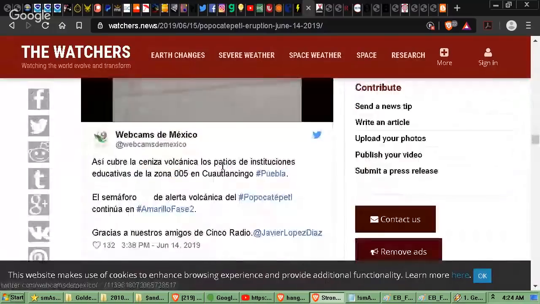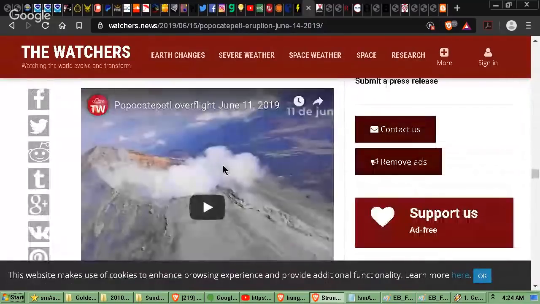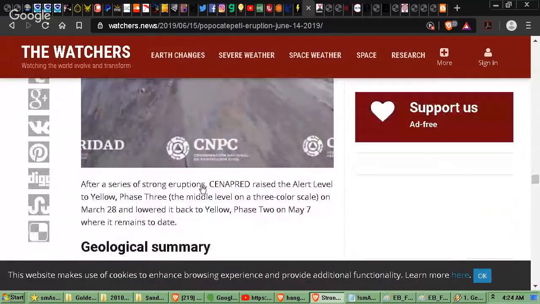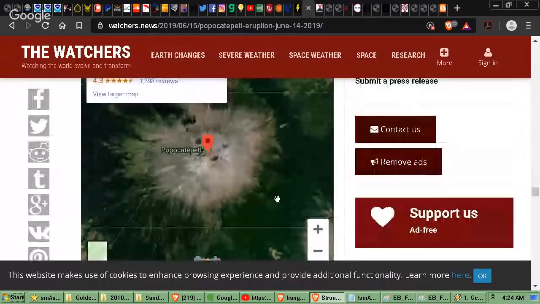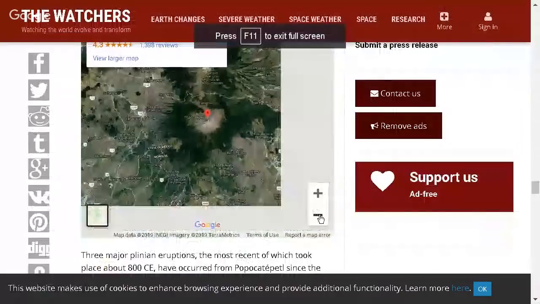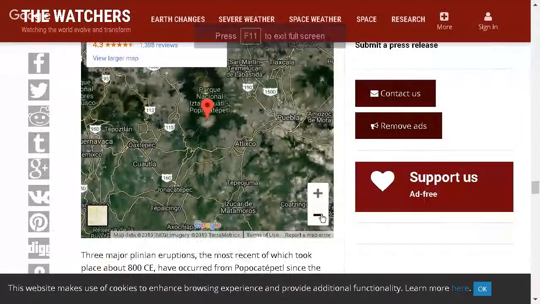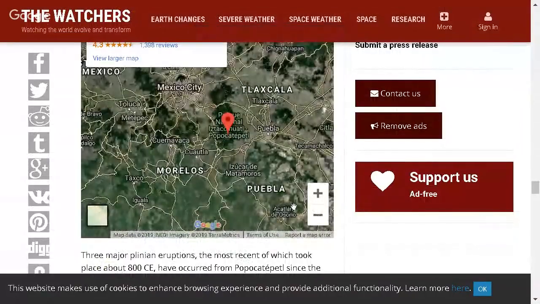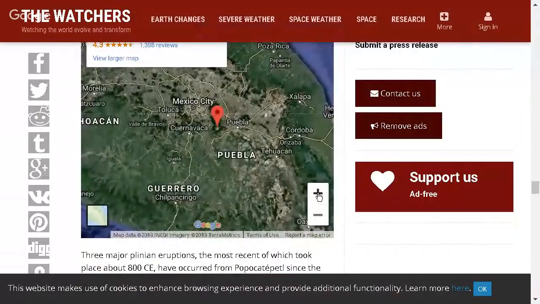If you weren't aware where it is, check out watchers.news. Here's the location of Popocatépetl, one of the best volcanoes to say. Go ahead, say it. Say it. Popocatépetl.